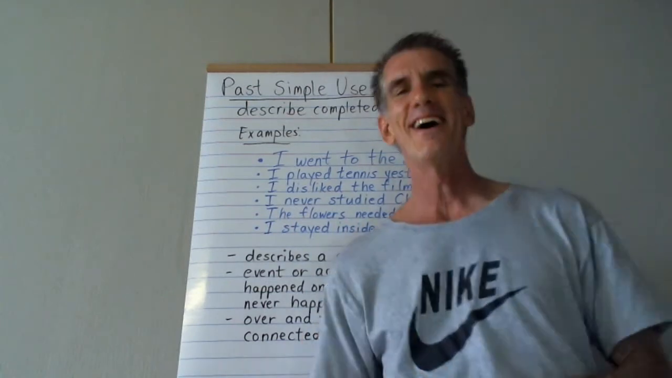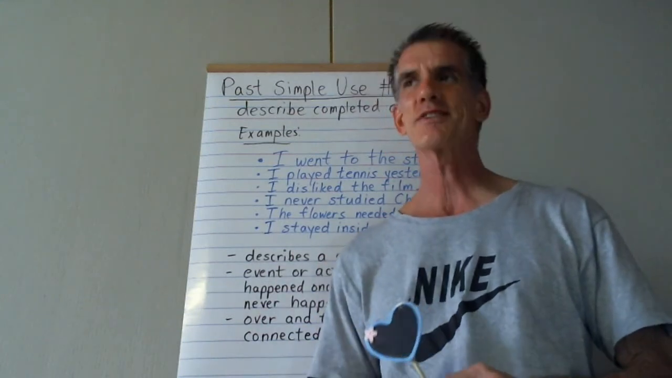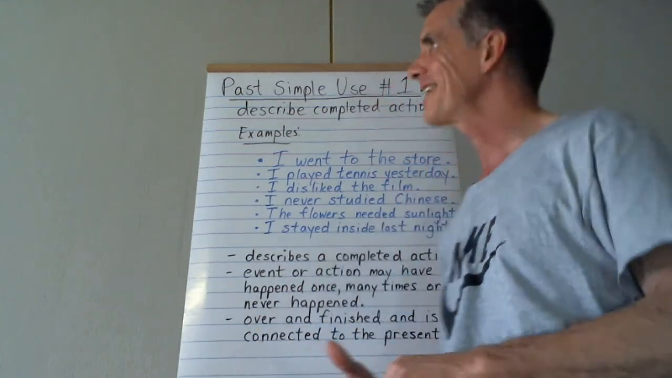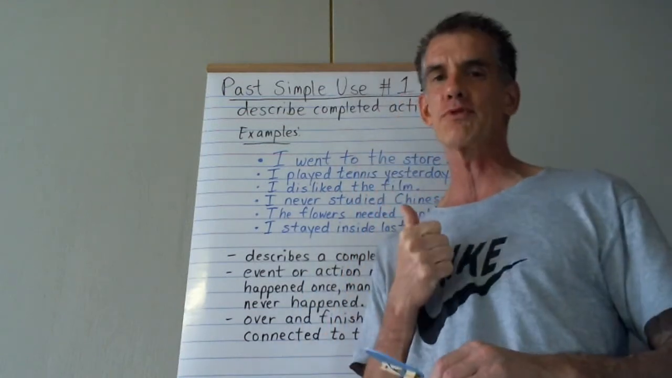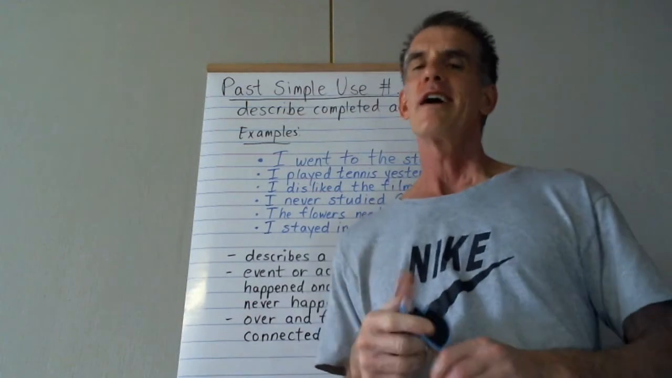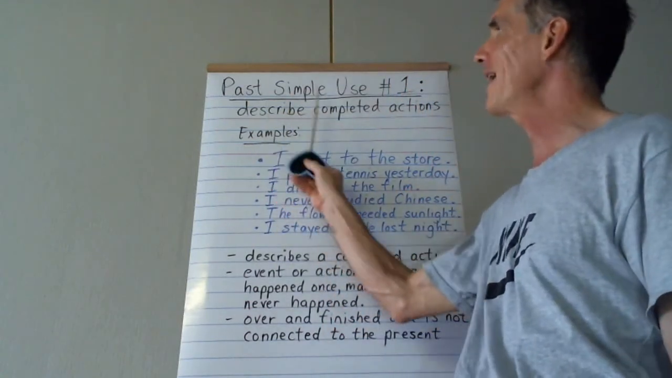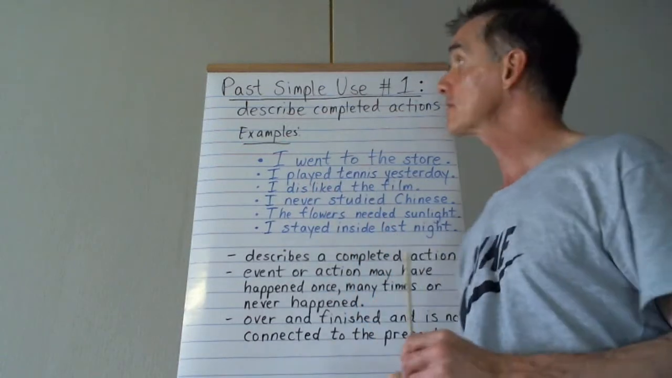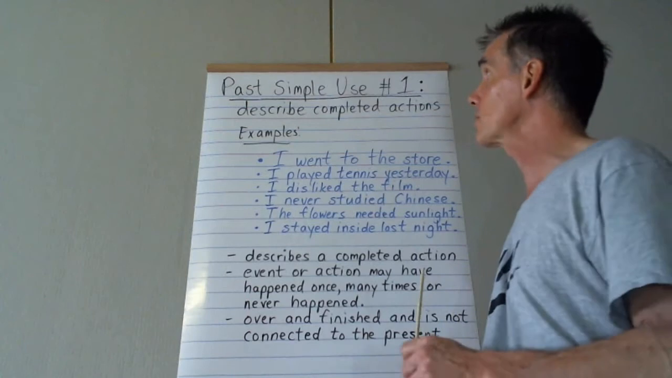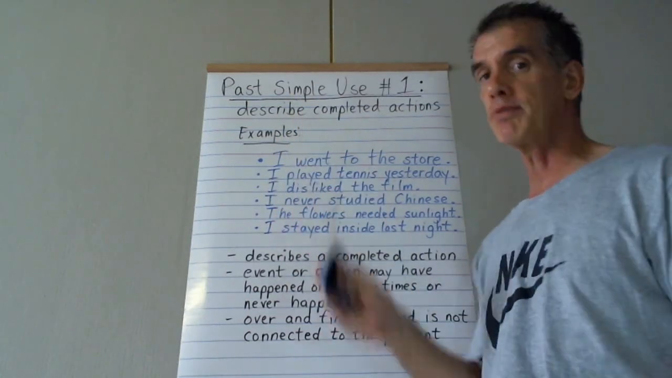All right. So today I'm going to talk about the past simple tense again, and what I'm going to do is talk about how the past simple tense is used. We're going to talk about use number one. So the past simple tense use number one. This is the first one, obviously. That's why it's called use number one. And you use it to describe completed actions.